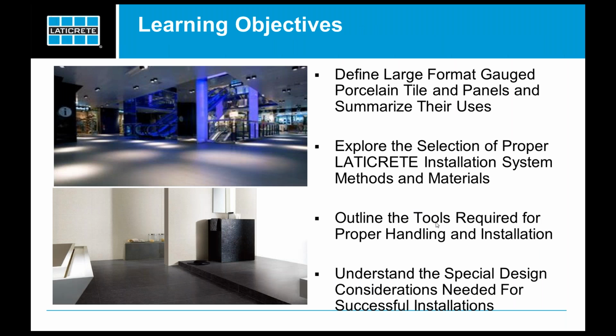So we have four learning objectives today. The first one is to define the types of tiles that we just talked about. What are they? And where would they be used? We're also going to talk about which Laticrete specific installation materials can be used. We're going to talk about tools, especially when it comes to the thin gauged large format materials. There's different tools that are needed and what those are, how to handle those materials. And then the last one is special design considerations and what we can do to ensure that we can get a successful installation.